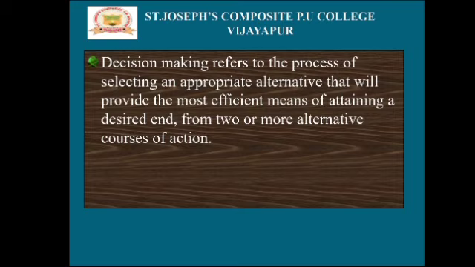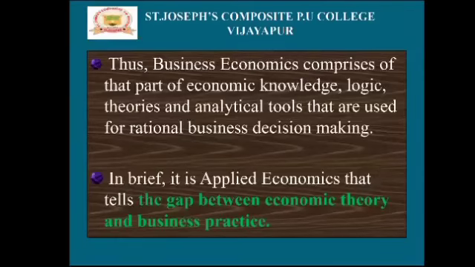Then in business economics, or in the field of business, what is decision making? It is the process of selecting an appropriate alternative, means choosing the suitable alternative that will provide the most efficient means of attaining a desired end. That means whichever we select gives the most efficient means of resources to achieve our desire, and from two or more alternative courses of action, that is called decision making.